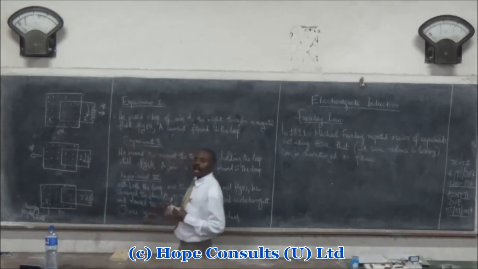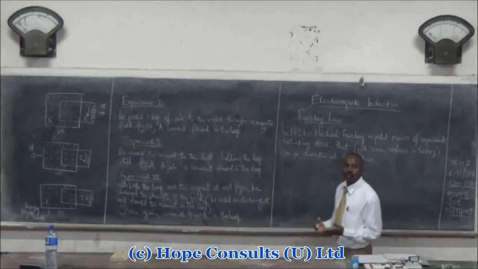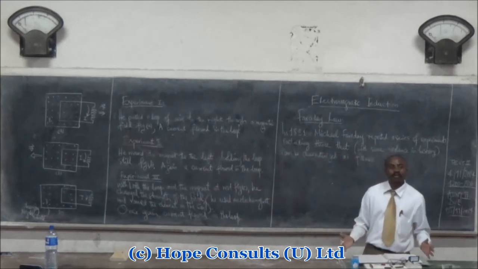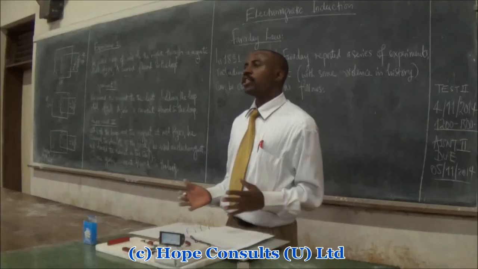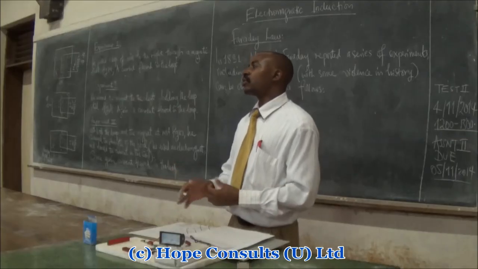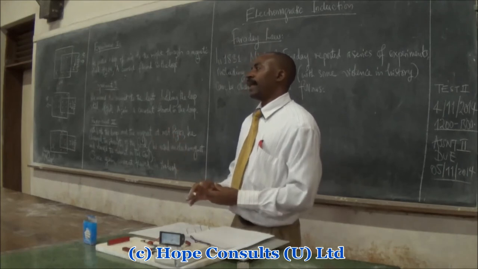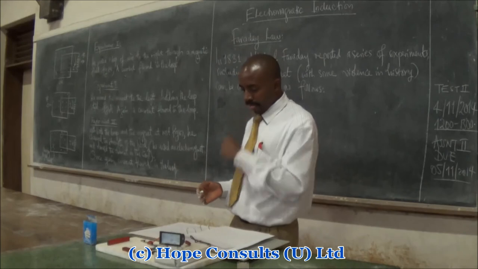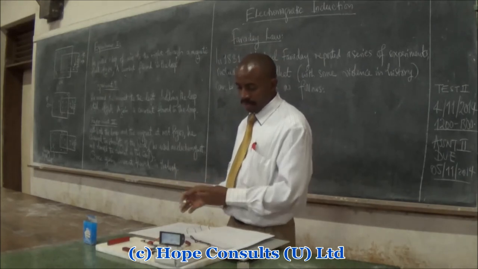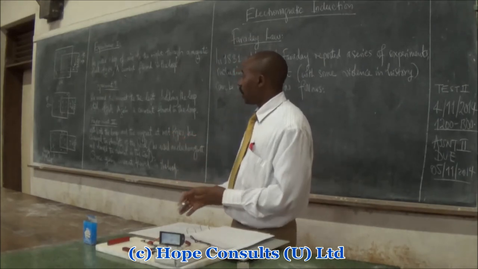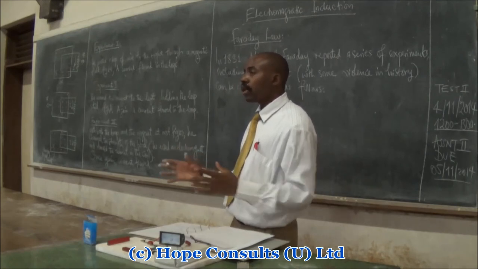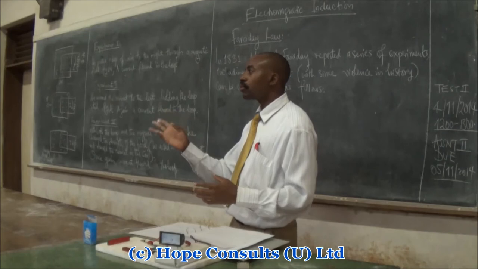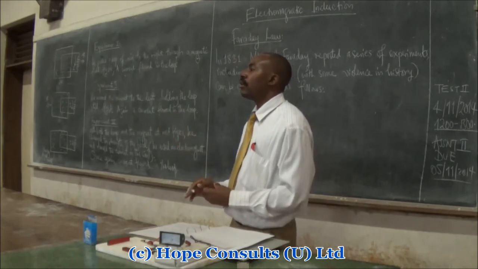If the current was 2 amps, it would give a certain amount of magnetic field. If you change it to 4 amps, then of course the field also will be high, and then you get more field which will be threading your loop. And when you try to change it, you see that now there is also a current that is flowing.